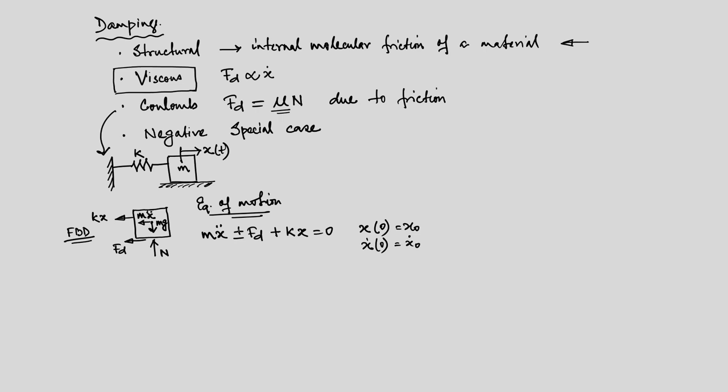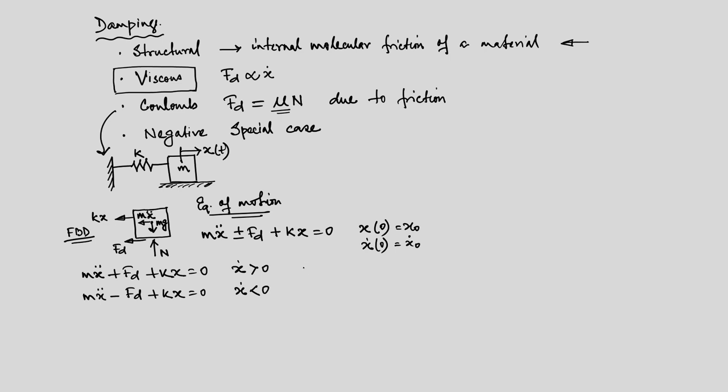The question is, why we have this plus minus sign in the damping? Because in this case, the damping force always acts in opposite to the velocity. So, that is the reason when we have positive velocity, it is acting in one direction. When we have negative velocity, it will act in the opposite direction. So, effectively, the equation is m x double dot plus f d plus k x equal to 0 when x dot is greater than 0, and the same with a negative sign when x dot is less than 0.